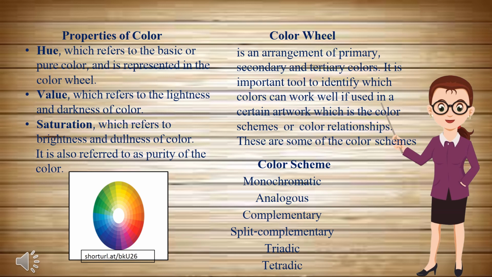Triadic. Triadic color uses 3 colors that are equal distance with each other. And the last one is tetradic. It is also known as double complementary color scheme. This uses 2 pairs of complementary colors.